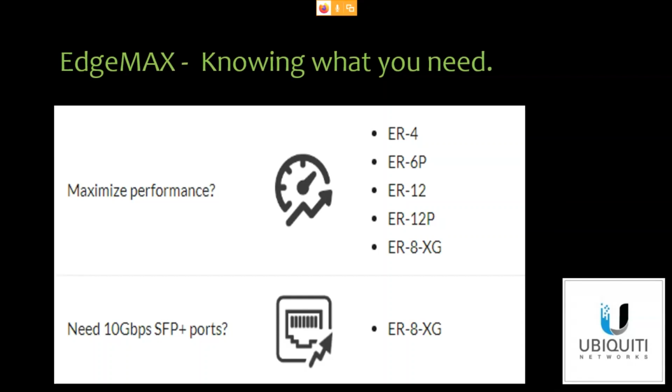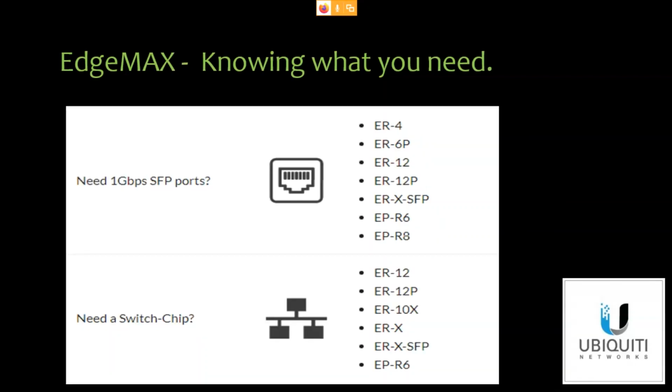If you need 10 gigabit plus SFP ports, you can of course look at the EdgeRouter 8-port XG. If you need a 1 gigabit SFP port, those are your options, anything from your EdgeRouter 4-port all the way through to your R8 or your ERX SFP unit. And then the units that require a switch chip are your ER12s, 12Ps, 10XX, XSFP, and R6.